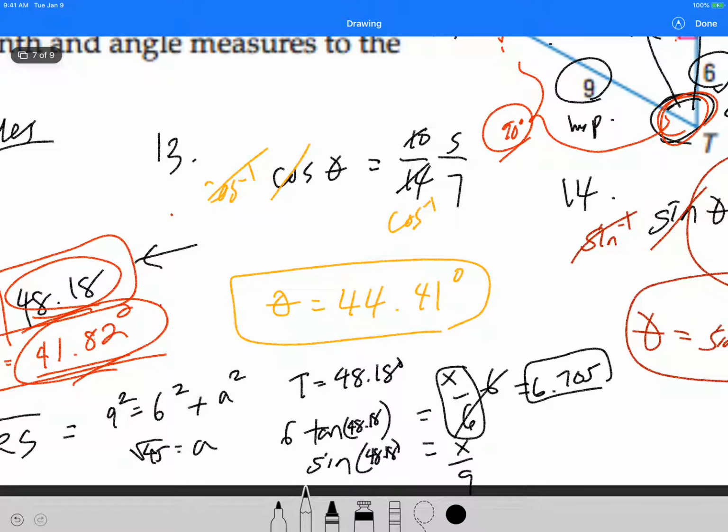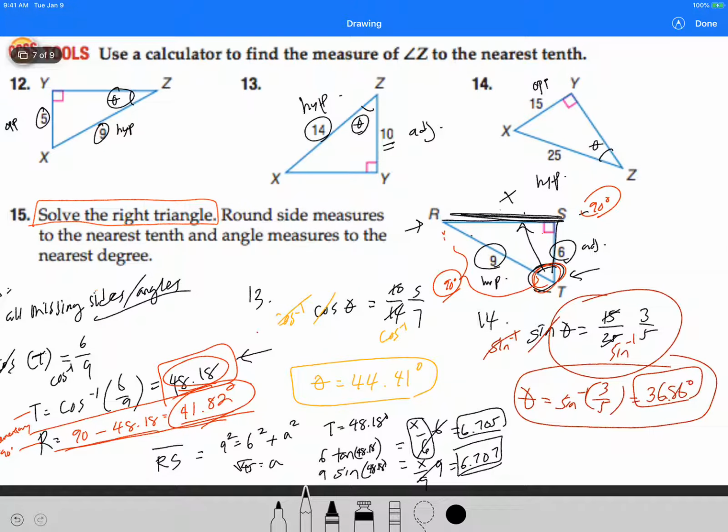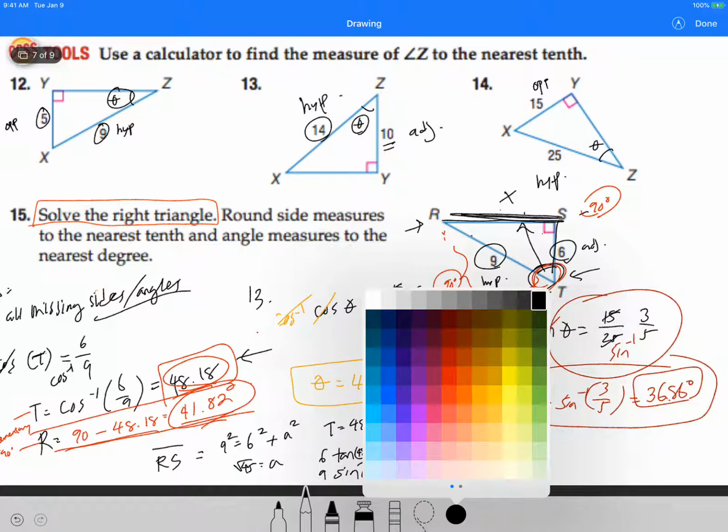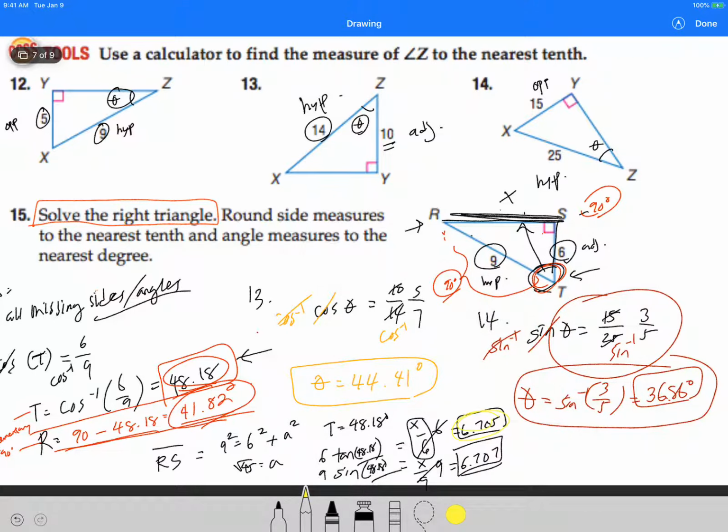Or if you do sine of 48.18 times 9 in this case, because we have to multiply that by 9, it gives you the same thing, 6.707, relatively close enough, but not exactly the same, because we have a rounding error in our answers. But as long as they look about the same, 6.705 here and 6.707, they're practically the same.